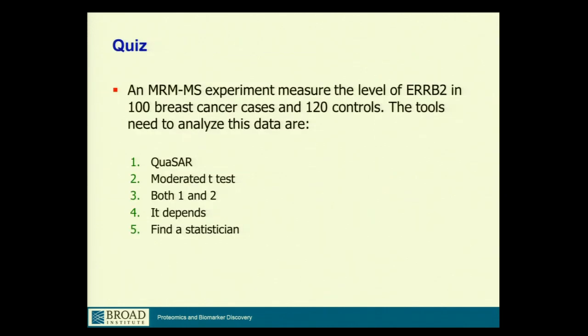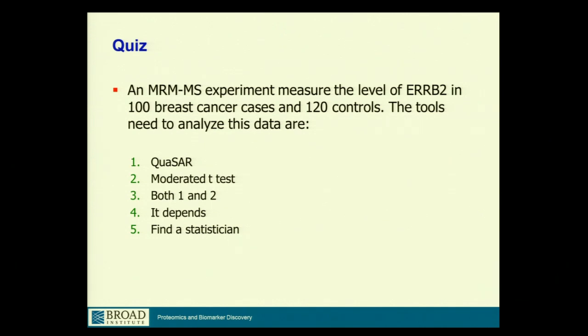So we are done. This is a closing quiz now to keep you guys on your toes. An MRM-MS experiment measures the level of a protein in 100 breast cancer and 120 control samples. What do you need to analyze it?